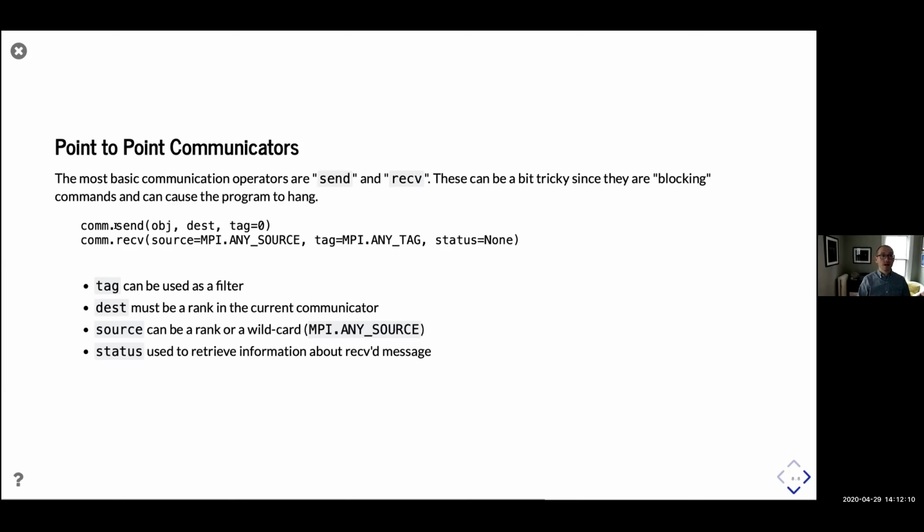In this case, we have a com.send. We're going to send an object to a destination, and we can give it tags that can be used for filters. This can say what kind of data, what kind of setup it is, but this is optional. Similarly, on the other side, to receive it, we can say where we want to receive it from. This can be a specific rank, or it can be any source. So this is the generic syntax.